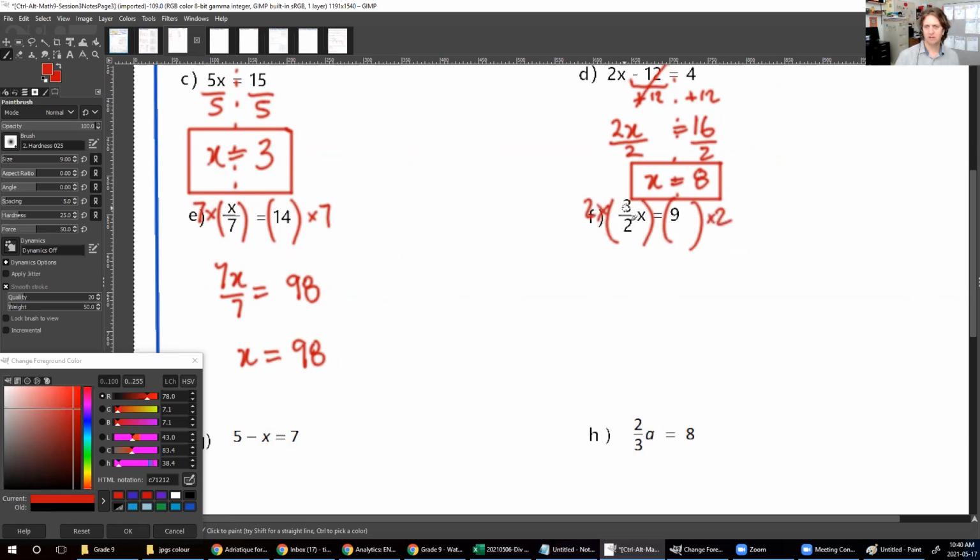So we would have 6x over 2 is equal to 18, or 3x is equal to 18, right? 6 divided by 2 is 3. Now we have 3 times x is equal to 18. We just want to know what 1x is, so we're going to divide by 3. And divide by 3 on the other side, because that's our rule for sure. It's one of the most important rules. So we have x is equal to 6.